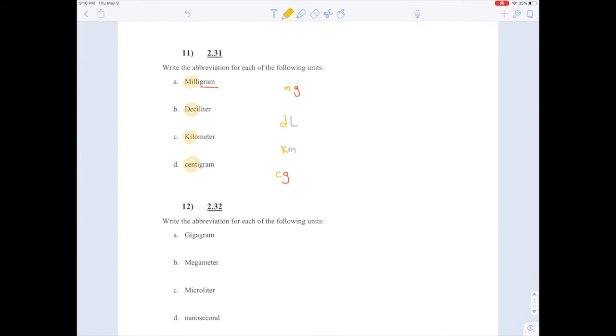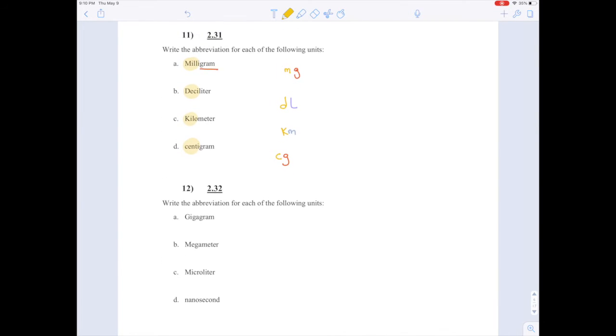Last but not least, 12. Again with the abbreviations, same game. We see gram, and we've seen gram before. That's going to be the base unit. And then giga is going to be the prefix. So gram, we saw the abbreviation for gram, which measures mass, is just a lowercase g. Giga is going to be an uppercase g.